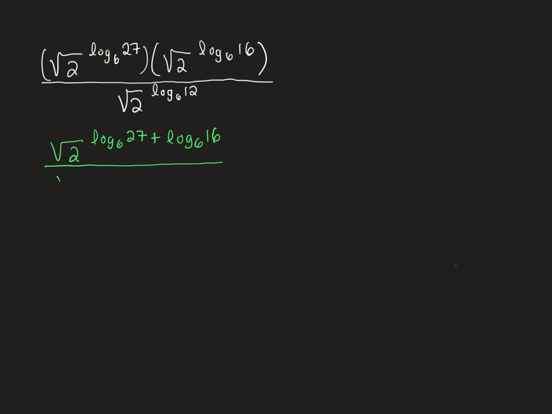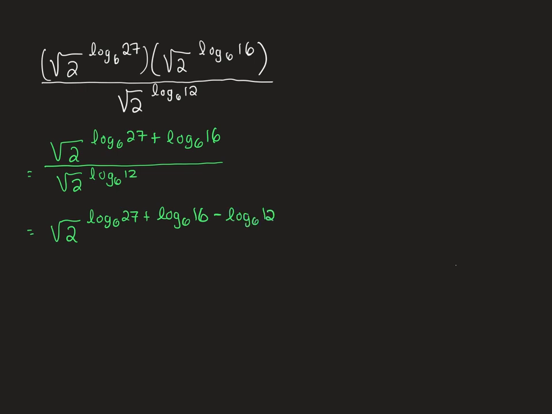Okay, the denominator is still the same, root 2 to the exponent of log base 6 of 12. Alrighty, now we could keep going with our exponent laws, might as well. Now we are dividing two powers that both have a base of root 2, so the rule is to subtract the exponents. So now this becomes one combined power with an exponent of log base 6 of 27 plus log base 6 of 16, and now minus that exponent from the denominator's power, log base 6 of 12.